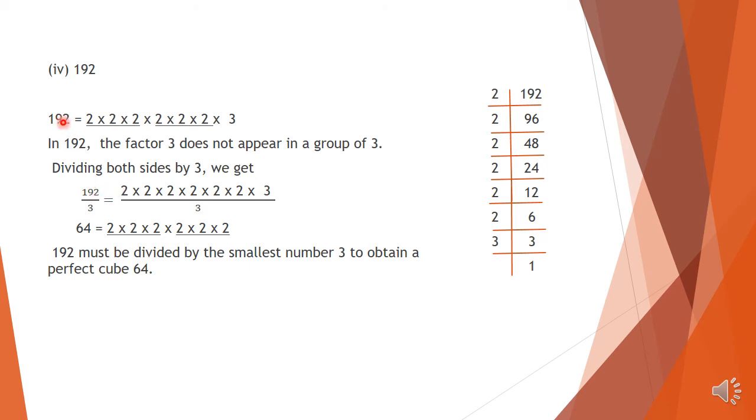So 192 divided by 3 is equal to whatever we get on the right side, we write the same, and that divided by 3. So dividing, we get 64, and here one 3 is divided by another 3. That left out 3 gets cancelled. So we get two groups of triplets, 2 into 2 into 2 into 2 into 2 into 2. So the answer is 192 must be divided by the smallest number 3 to obtain a perfect cube 64. Okay children.